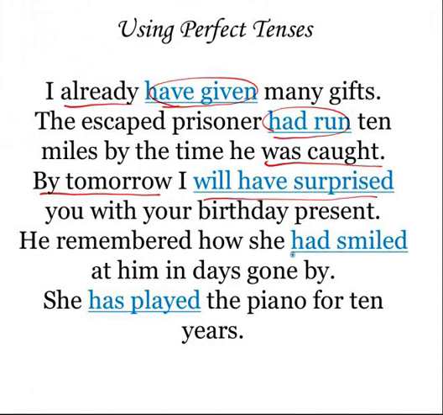He remembered how she had smiled at him in days gone by. Your clues here are remembered and in days gone by. We're talking about the past of the past. He's remembering in the past, but he's remembering an event that was old as of then. So she had smiled.